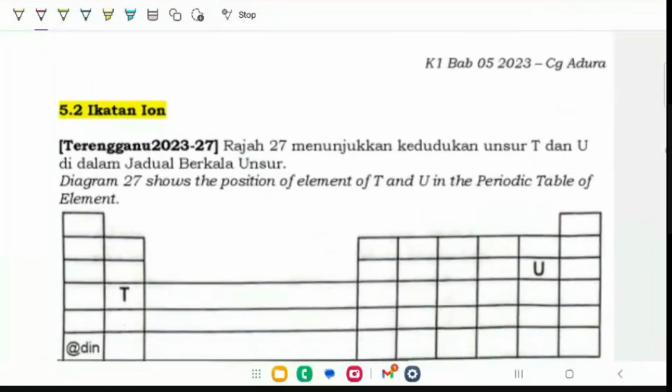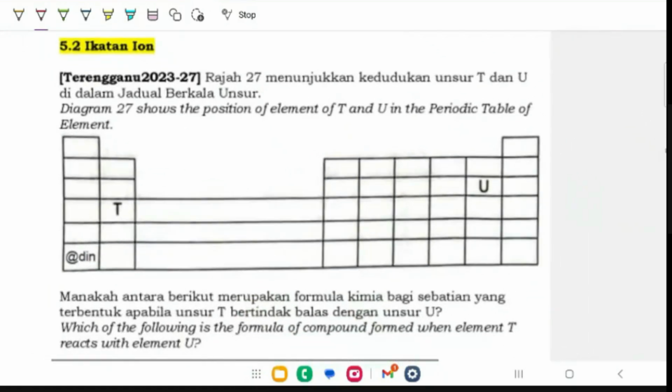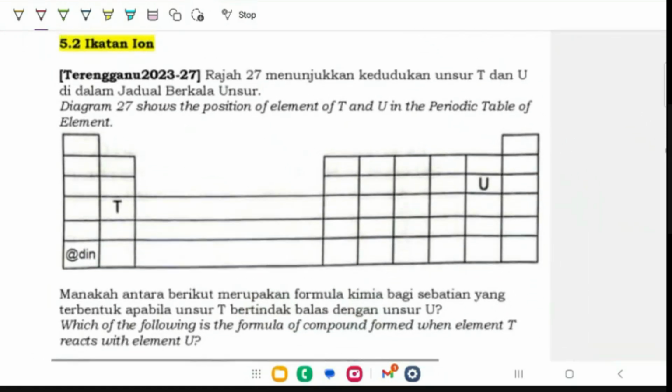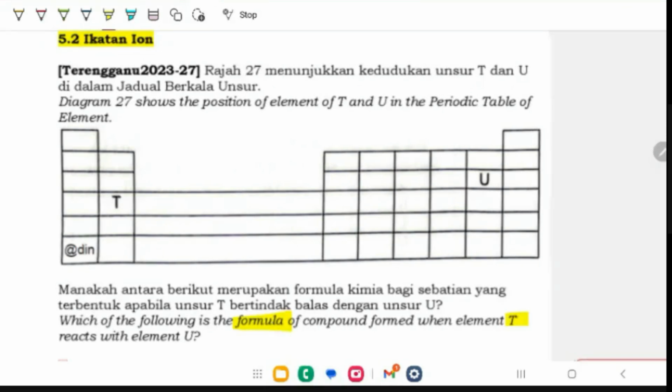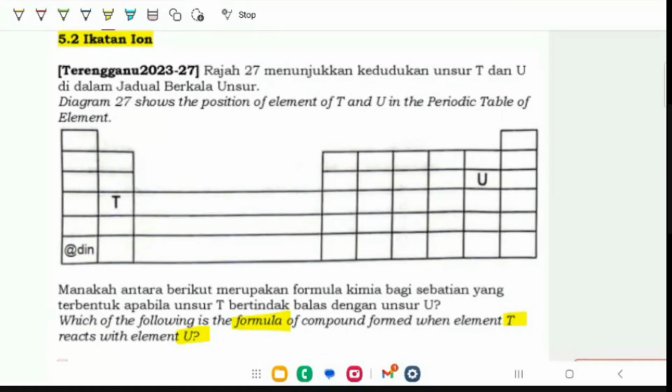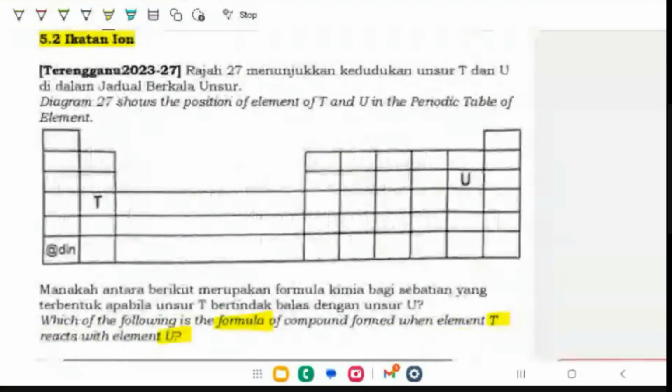Okay. Next, ionic bond. Now T and U. Which of the following formulae? So what is the formula? When T reacts with U, T and U, what is the formula, class? Can you type in the check box?